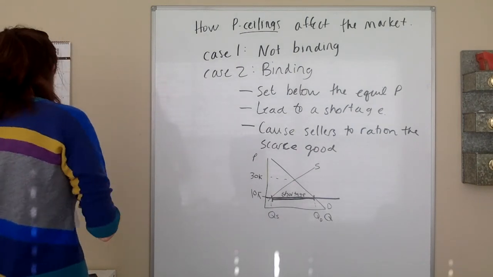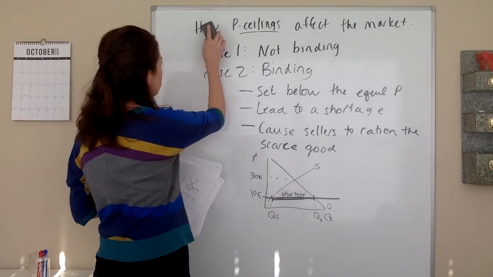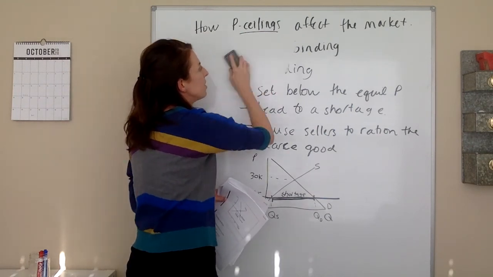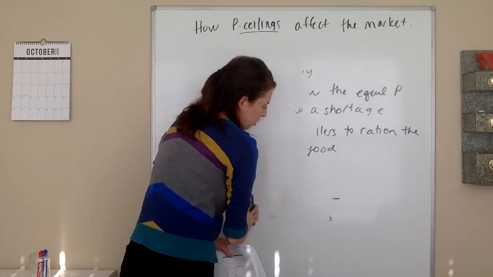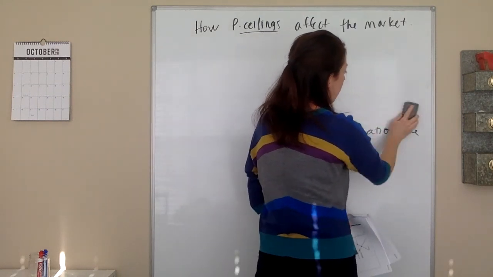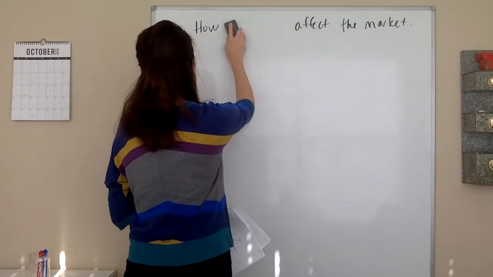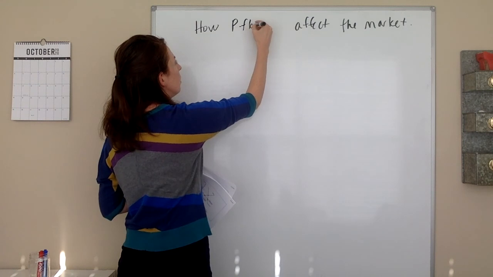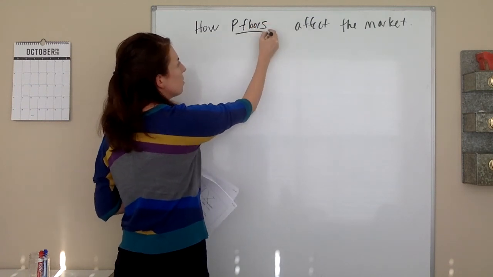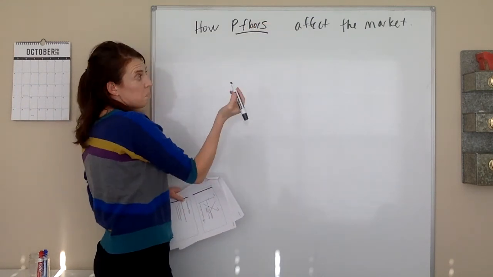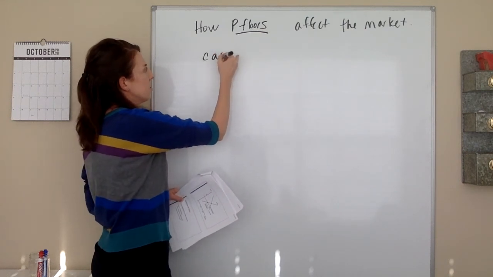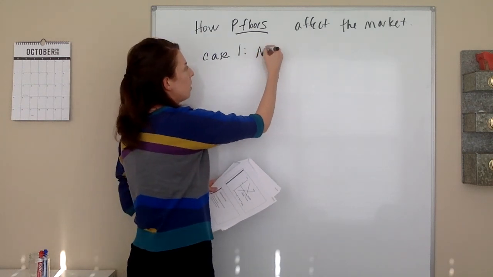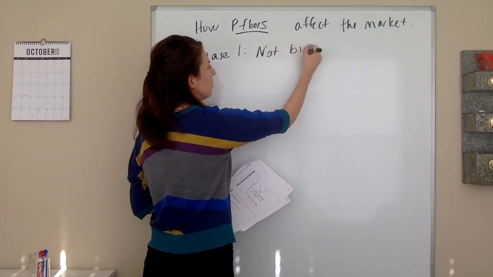Okay, so this is price ceilings, case 1, case 2. Now let's look at how price floors affect the market. So again, a price floor is just kind of the opposite of a price ceiling. How price floors affect the market is going to be kind of similar to the way price ceilings affect the market, just backwards. So case number 1 is you could have a price floor that's imposed that is not binding.